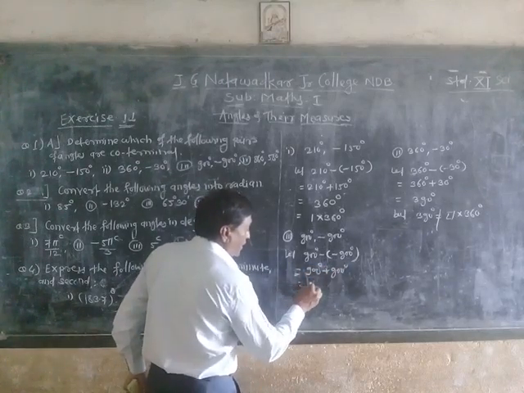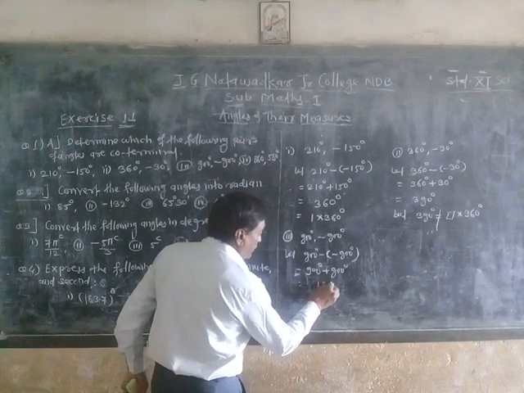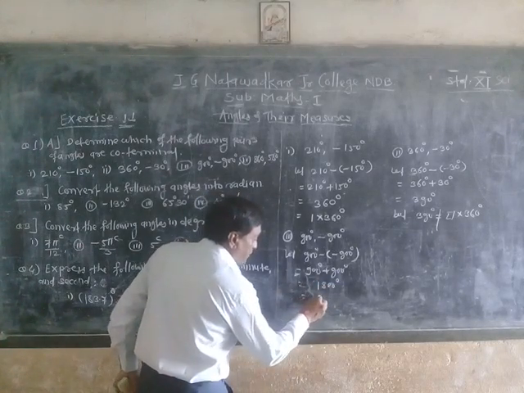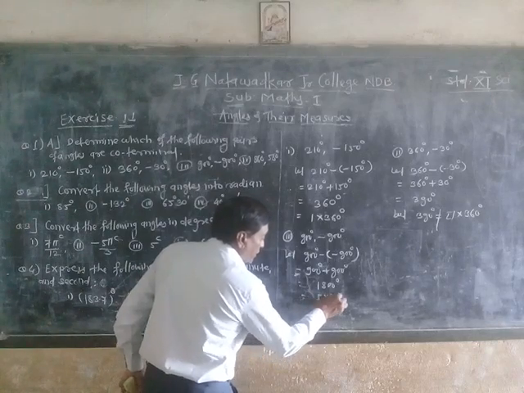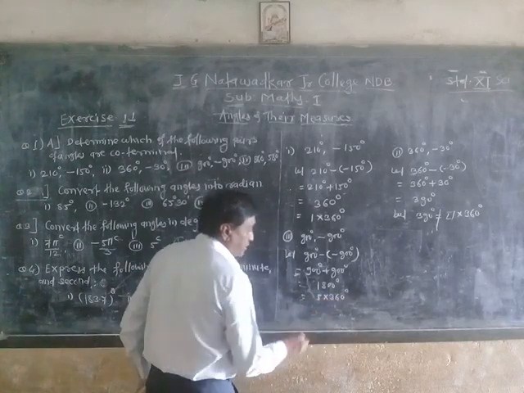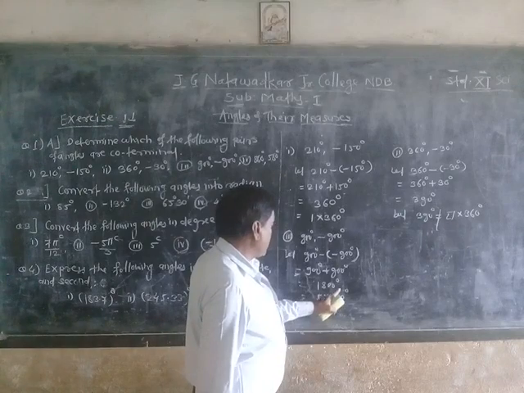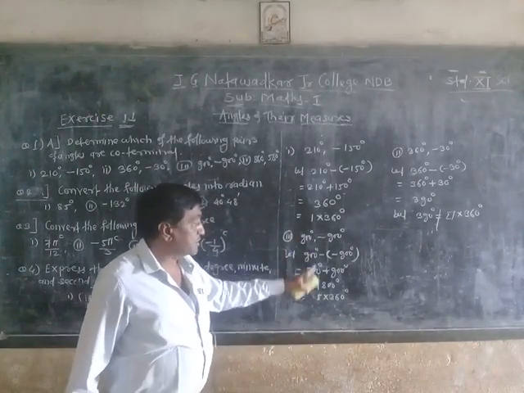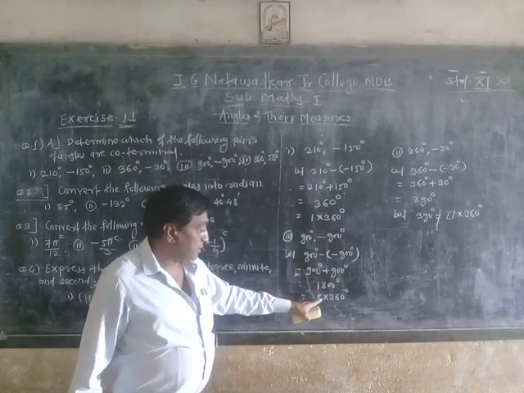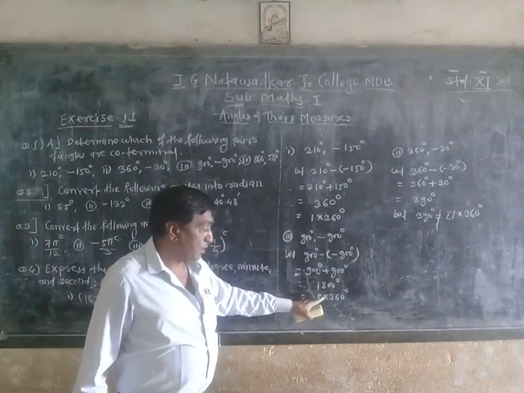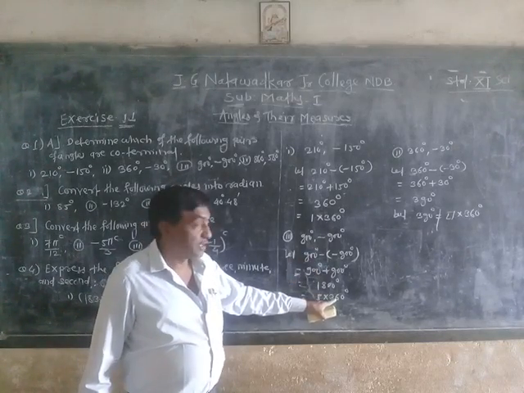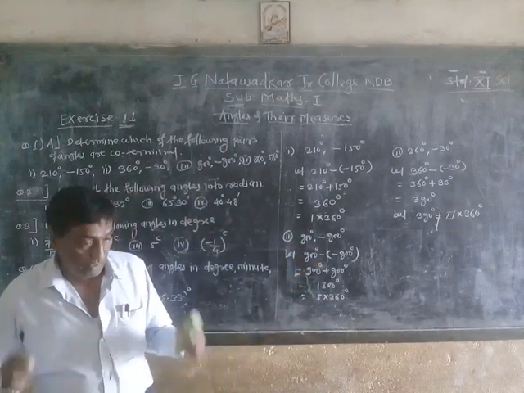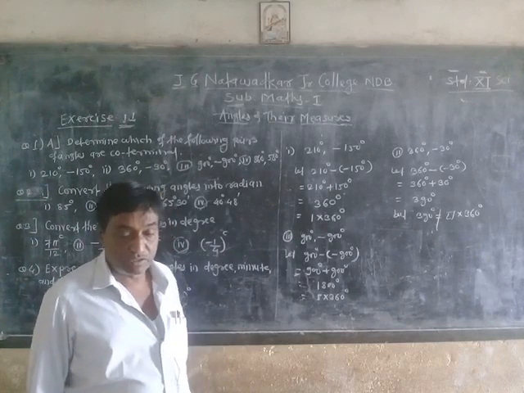And therefore 900 degree plus 900 degree is equal to 1800 degree. And so 1800 degree can be expressed as 5 into 360 degree. That is a positive integral multiple of 360 degree. So that's why this given pair of measures of angles is a pair of co-terminal angles.